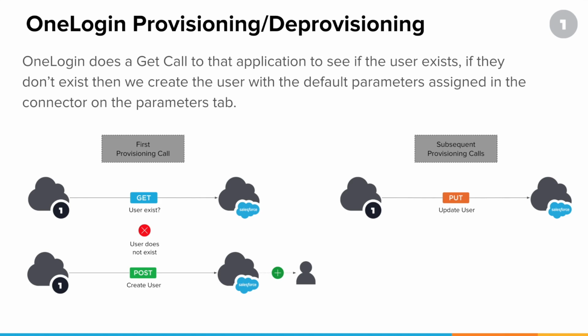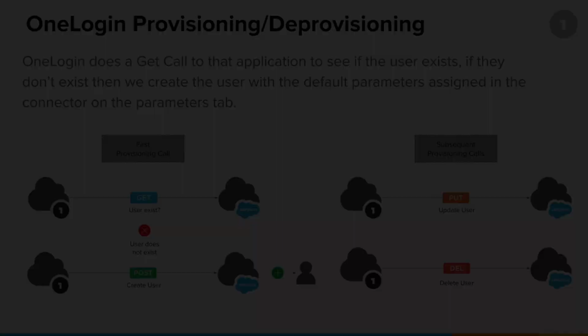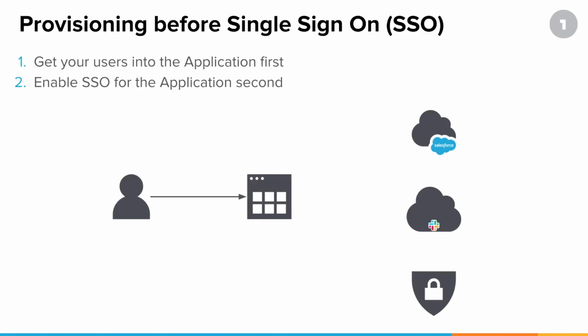and updates will be made within the applications as well. And finally, if a user is deleted from OneLogin or deprovisioned, you can configure it so that the user is deleted from within the application. Or you can just set it so perhaps the user is simply disabled within the application. It is important to understand that users need to have accounts within applications before they can log into those applications. So when you are configuring provisioning, you need to configure provisioning before you configure the app for single sign-on.